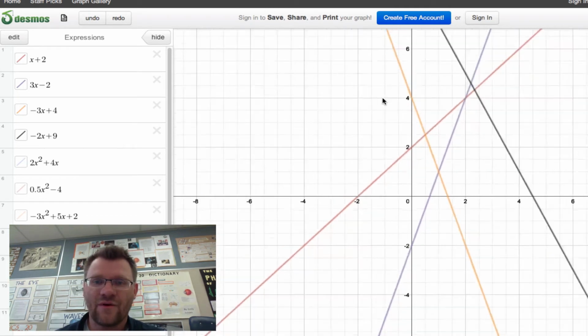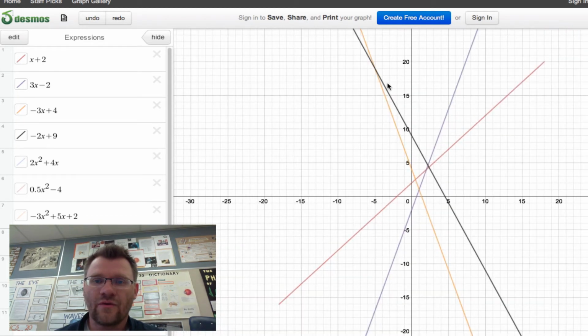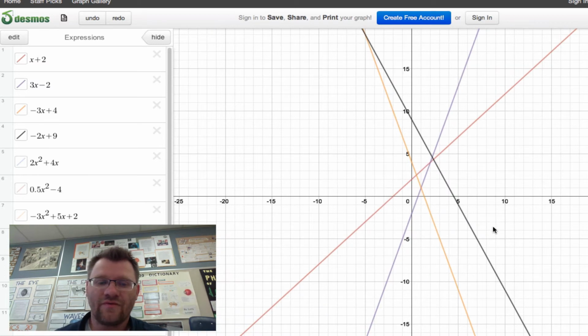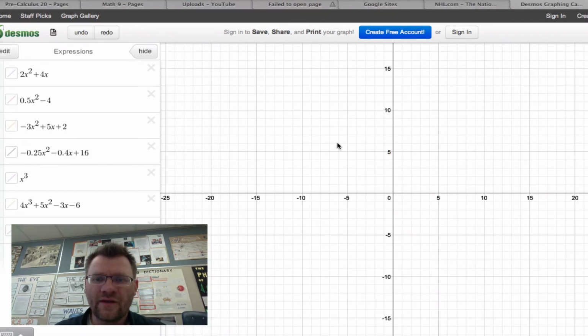I might have to zoom out a bit. And you can see that it also starts in 2 and ends up in 4. So now we're going to take a look at our quadratic functions. So first I'm going to graph 2x squared plus 4x. And we see a parabola, which we've dealt with a lot before.